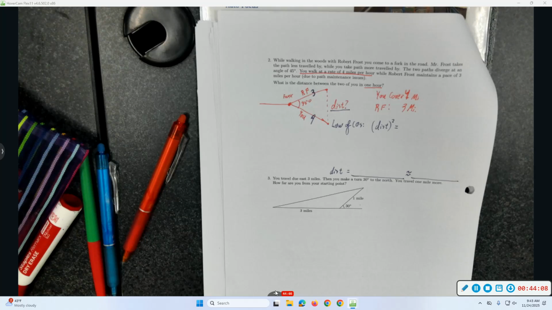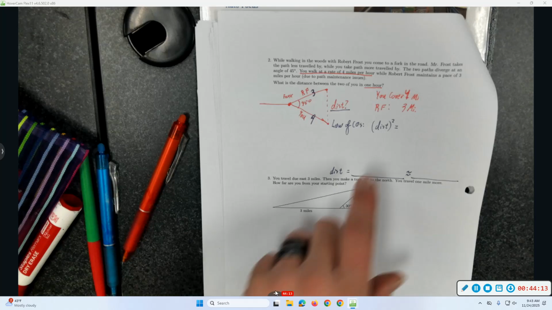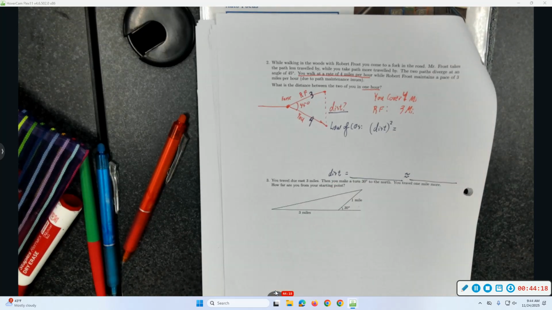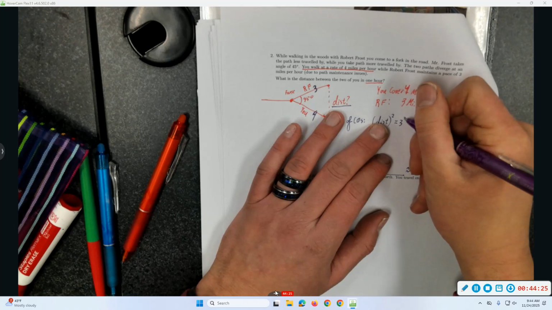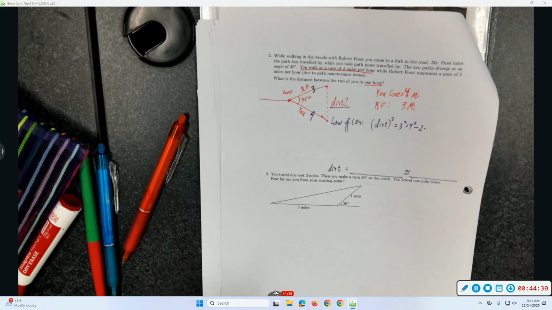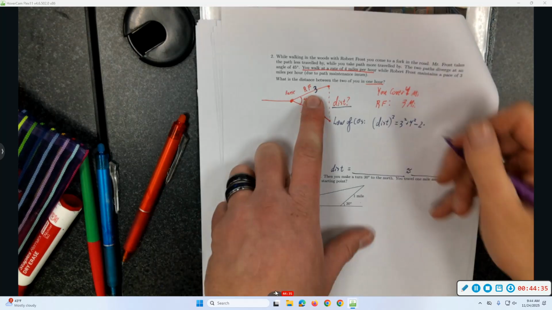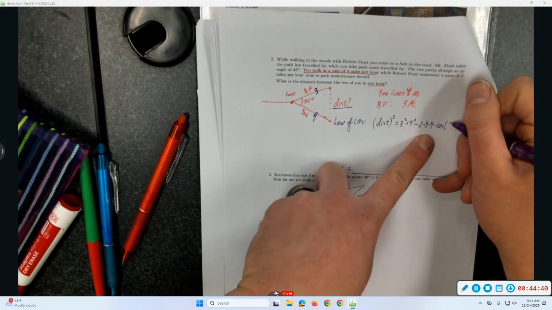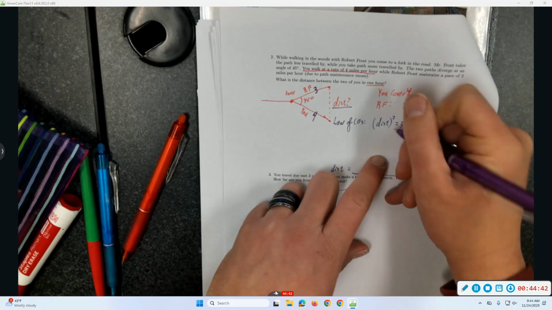Is there a call for me to do the walk-through? Cool. Let's talk through it. Let's start by going down the law of cosines. Distance squared, that's the c, is the sum of the squares of the other two sides, so that's 3 squared and 4 squared, minus 2 times side length times side length times cosine of the angle: 2 times 3 times 4 times cosine of 45 degrees.